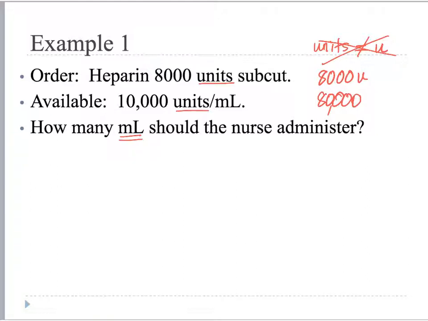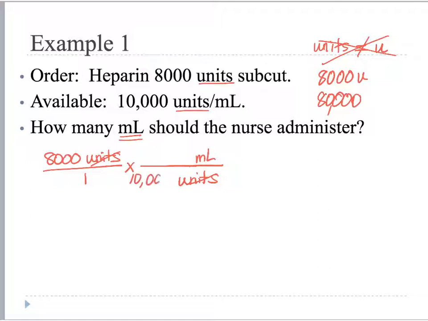So this goes back to a basic dosing question. I'm going to take my order, which is 8,000 units. I'm going to put that over 1. And I can't give the patient units, but I can give the patient milliliters. So I want to use my dosage strength. That's in units per mL. I'm putting the units down below so that those will cancel and we'll get milliliters. But this was 10,000 units per 1 mL.